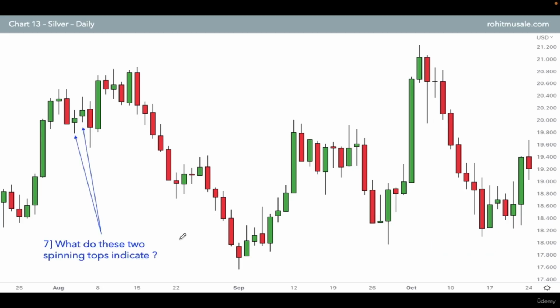What do these 2 spinning tops indicate? Well, these 2 spinning tops indicate indecision in the market. They indicate that the prior trend is likely to end. They don't tell you whether the market will go down from here. All they are telling you is the prior trend is likely to end.